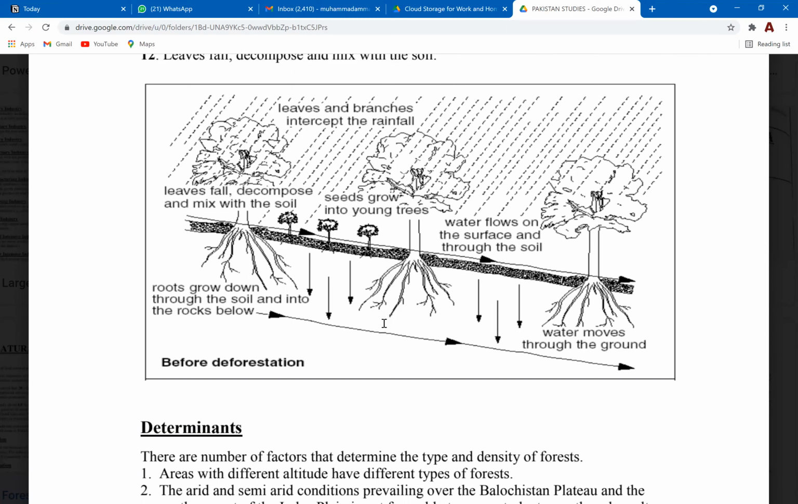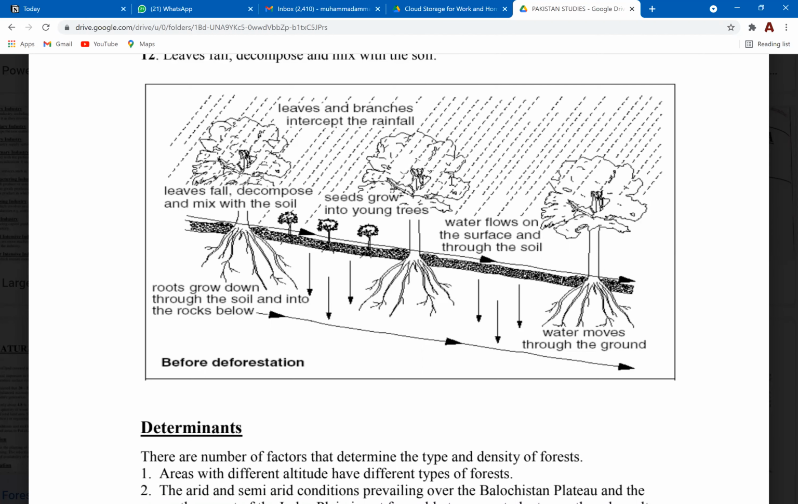This diagram here is the one showing these trees planted in a row and how they're protecting the environment. For example, roots that go down and then they protect the soil from erosion. Seeds can even help grow further. Young trees have water flows. The trees protect against surface runoff of water.